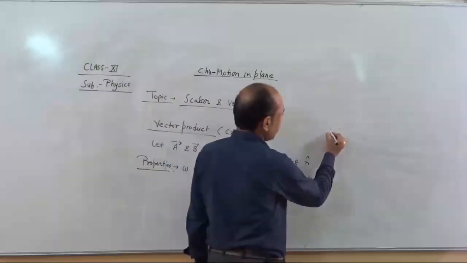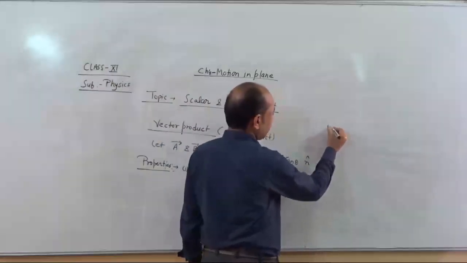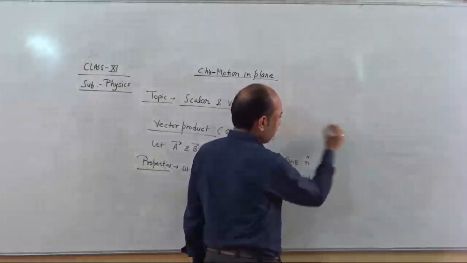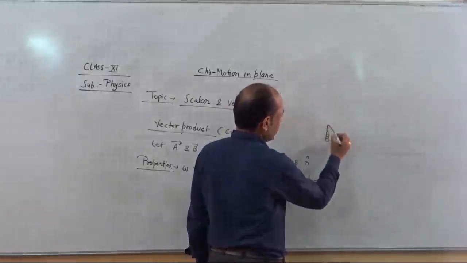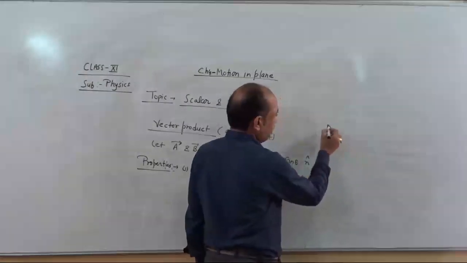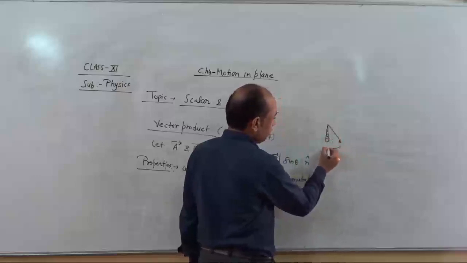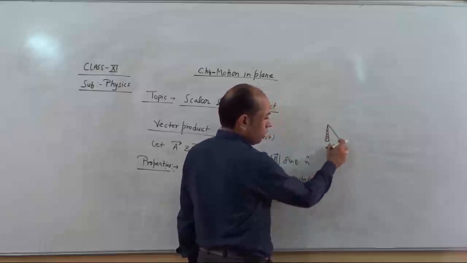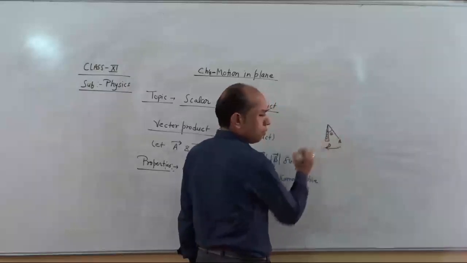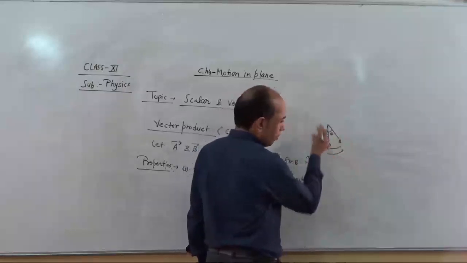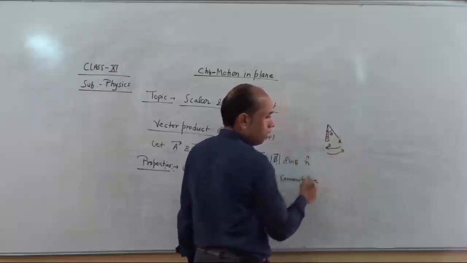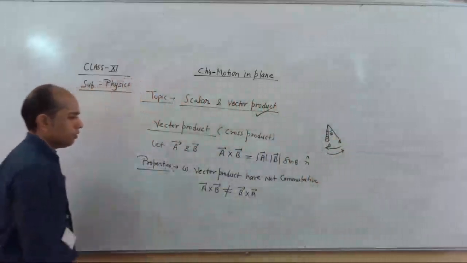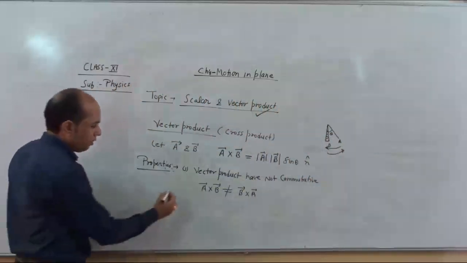Like this way, if we take one screw and rotate it from A to B, this is the direction, so it is AB sin of theta. But when we take B cross A, obviously the direction is changed, so it is minus BA. That is why vector product is not commutative.